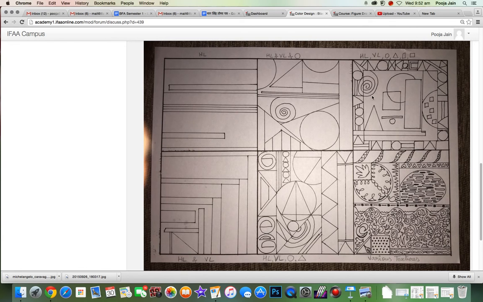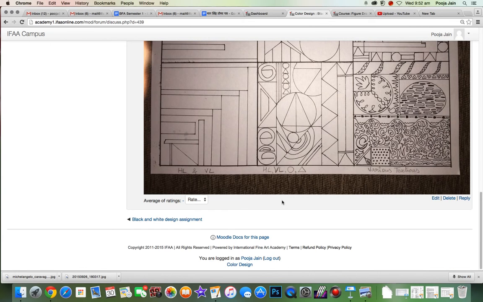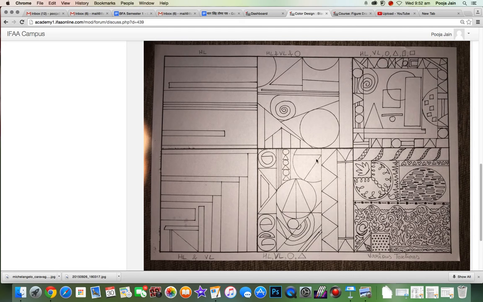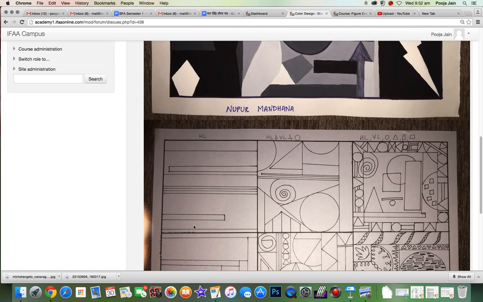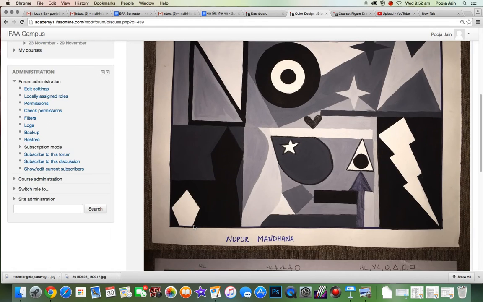The same is happening here. It has a frame-like structure, and together this design is also not working for me. So let's see your final, but these two are excellent and this is also good. Let's see your final design.